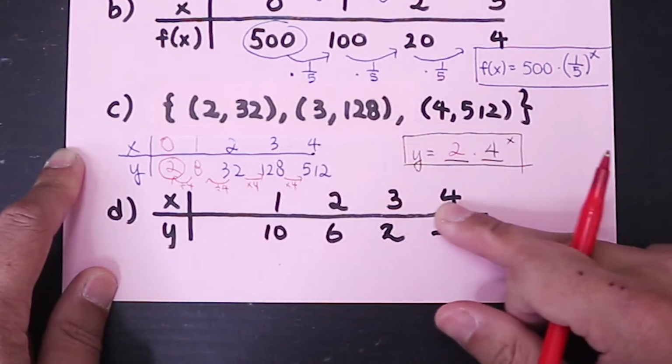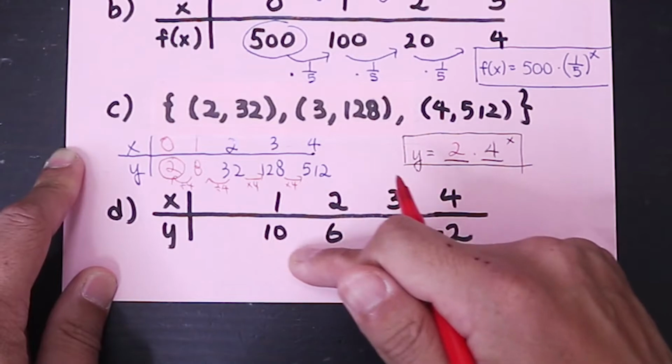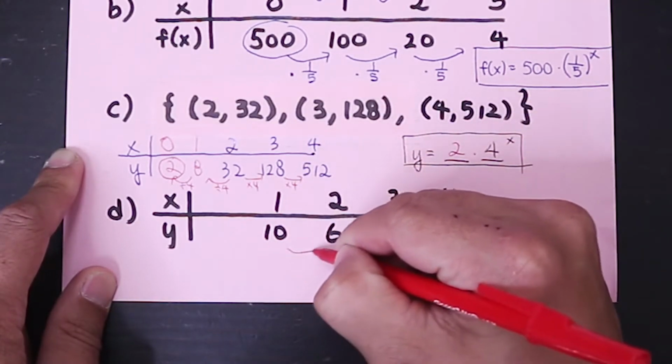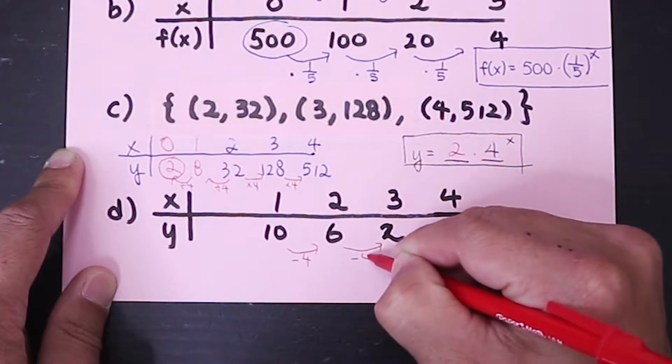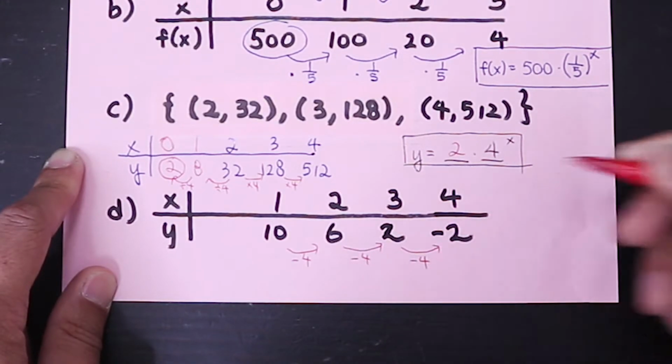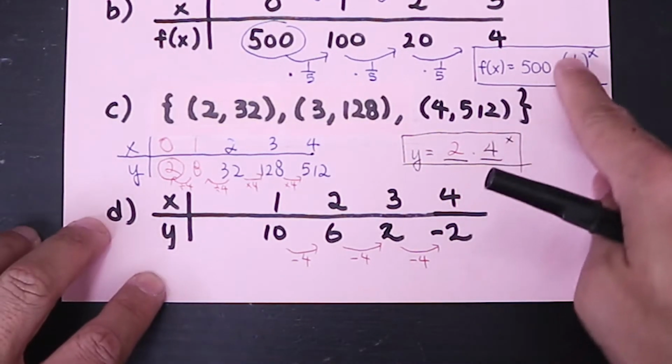I see that x is still at 1, nothing changes, but for y, it's not dividing or multiplying. This is subtracting now. So 10 minus 4 is 6, and then 6 minus 4 is 2. 2 minus 4 is negative 2. So this is not an exponential function anymore. This is back to linear because we're decreasing. The y value is decreasing by the same amount. So therefore, it's not going to be in this form anymore.